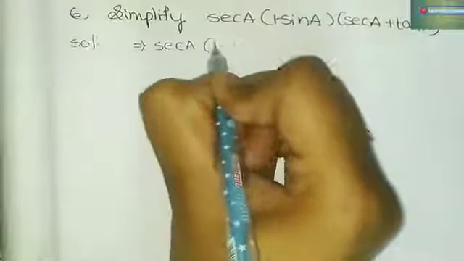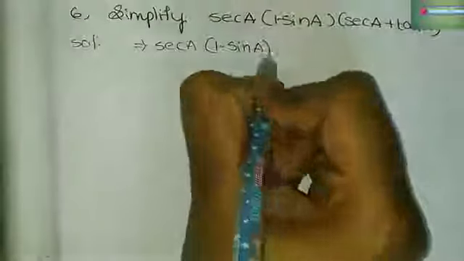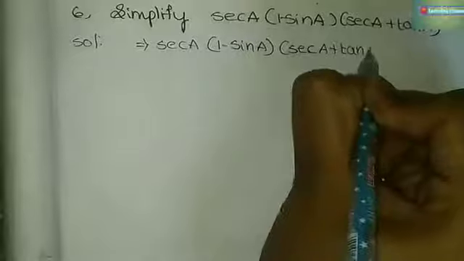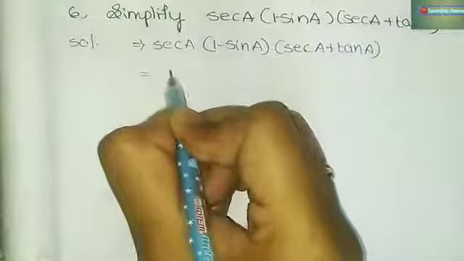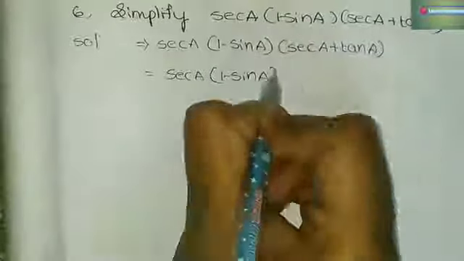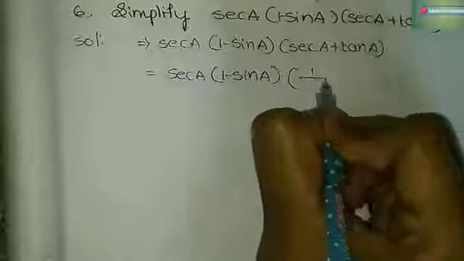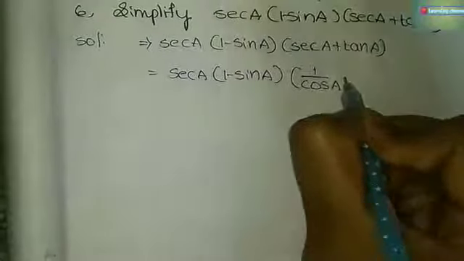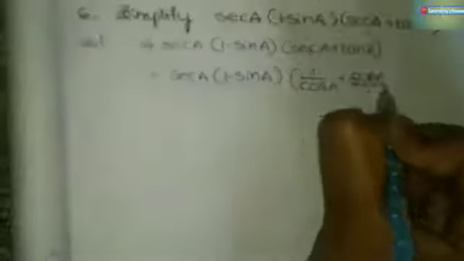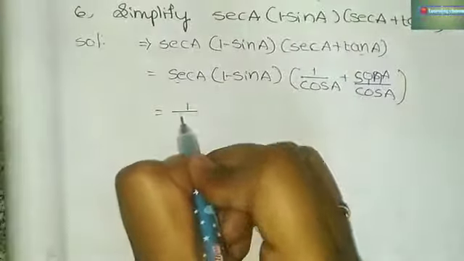And also from the first identity, sin square theta plus cos square theta is equal to 1. And cos square theta is equal to 1 minus sin square theta. So here we have 1 square is nothing but 1. 1 minus sin square theta is equal to cos square theta. Cos square theta by cos square theta, which is equal to 1.